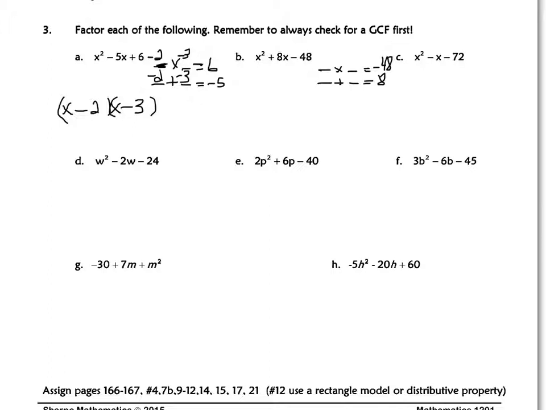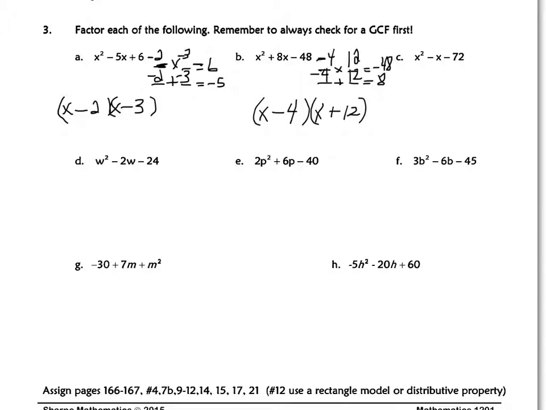4 and 12, though, will work, because if the 4 is the negative and the 12 is the positive, you will get negative 48 when you multiply, and you will get positive 8 when you add. So therefore, you can go straight to your factors. You know that the first term in the factor has to be x for both of them, because x times x will give you the x squared, but then you need a minus 4 and a positive 12. And it doesn't matter if you wrote that as x plus 12 and x minus 4, or x minus 4 and x plus 12.